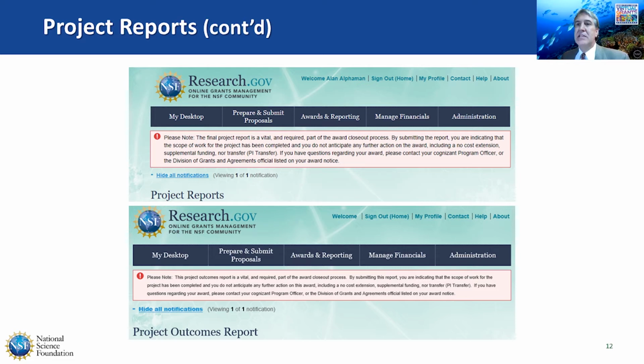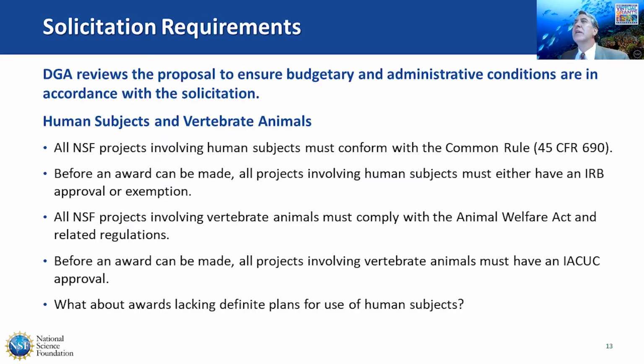And I think the next slide is Michael. Thank you, Jeff. So looking at solicitation requirements, DGA reviews each proposal against its applicable program solicitation to ensure that they meet the appropriate compliance requirements.